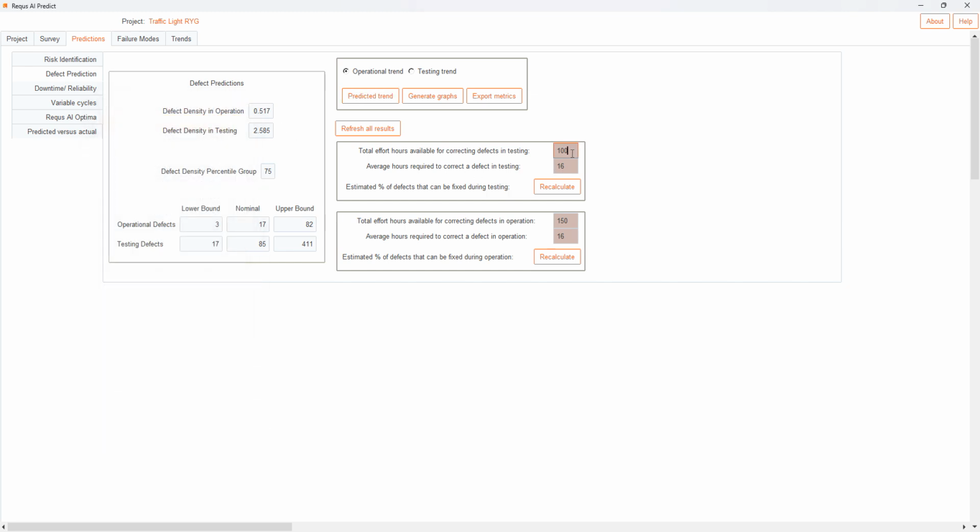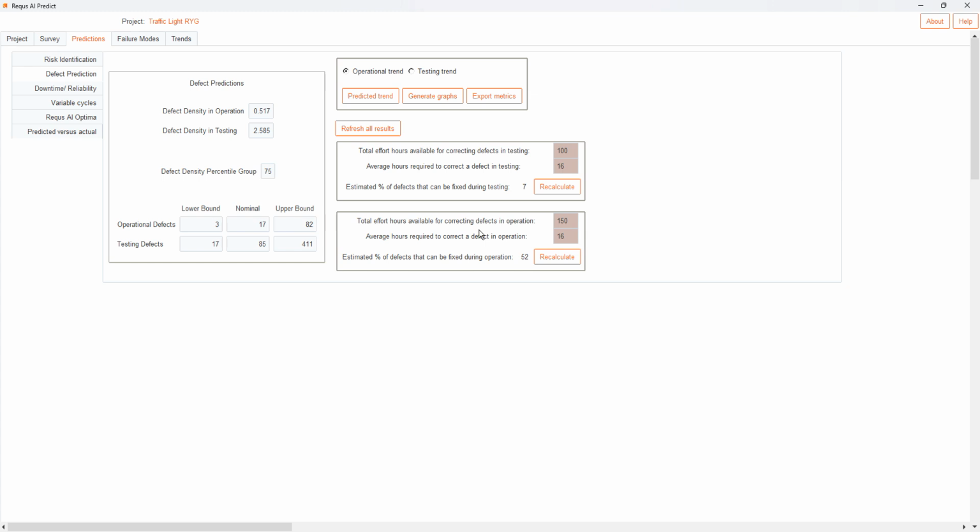And the other thing we can do here is we can estimate the portion of defects that can be fixed during testing and operation given our current staffing. So as a default example, we have 100 test hours available for fixing defects. That means we have staffing for 100 work hours. And if it takes an average of 16 hours to fix the defect in testing, for example, we can calculate it. At that rate, 7% of the defects would be fixed during testing that are found in testing.